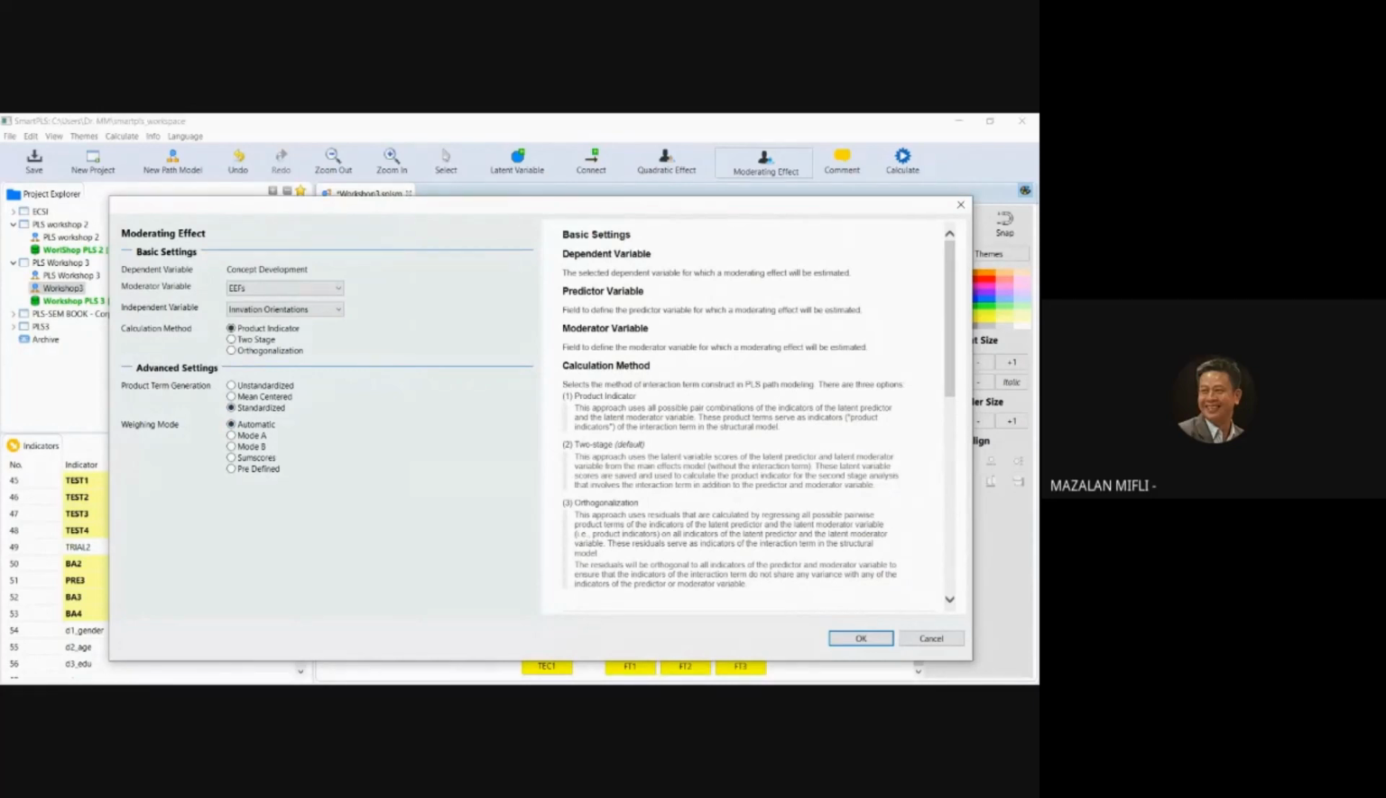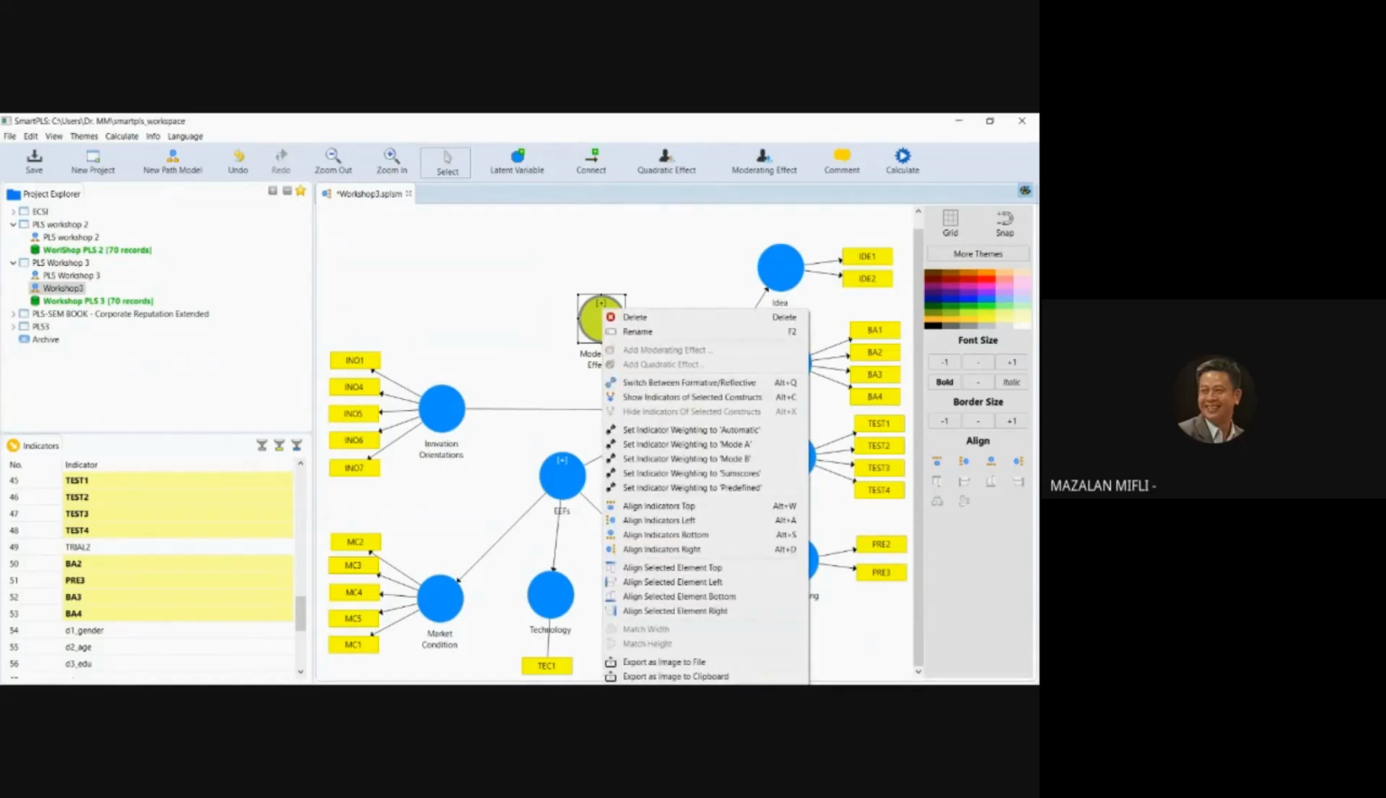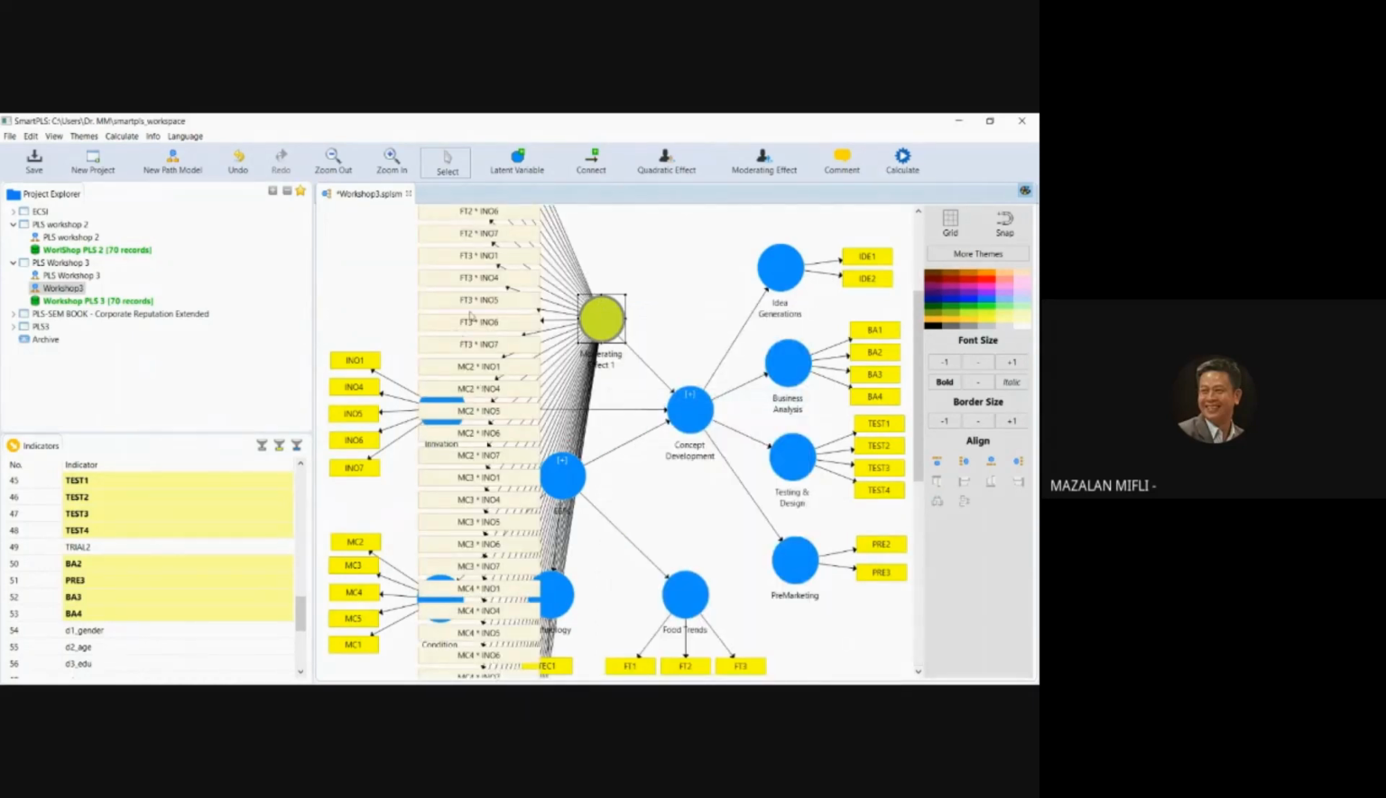So we stick with the original settings. Normally, only the product indicators. We have done that. Now we put it, there you go, it came out like this. I'll just put it here. These are the moderating effects. If we right-click, it will show the indicators. Look at the indicators. This is what we call the product indicators.